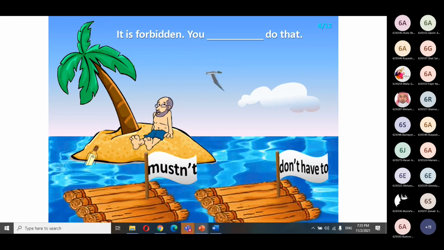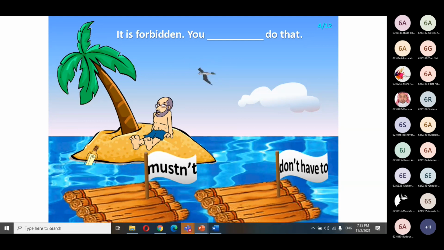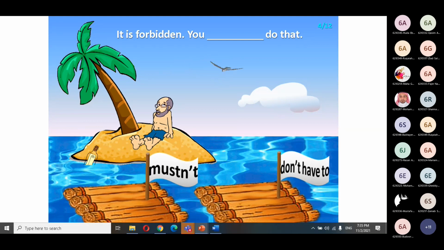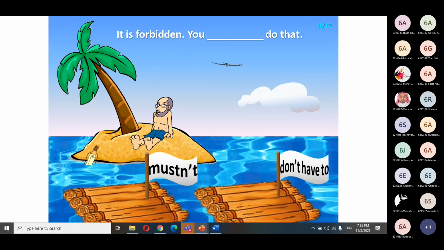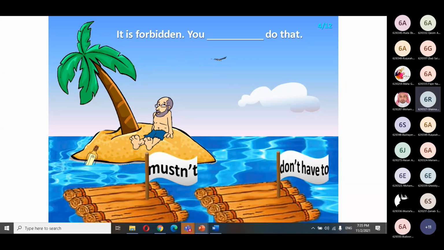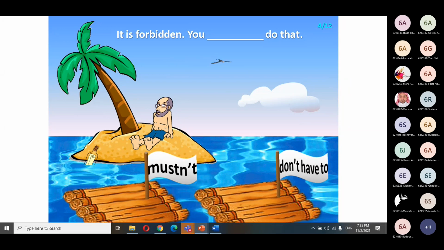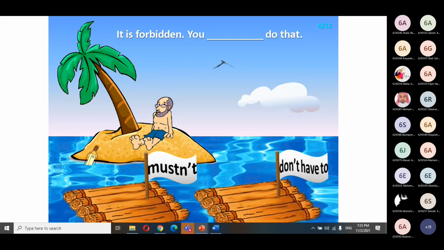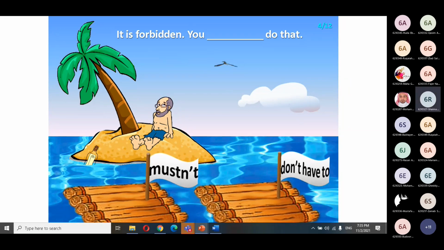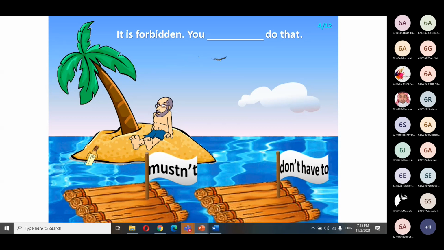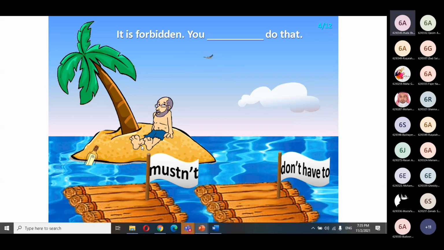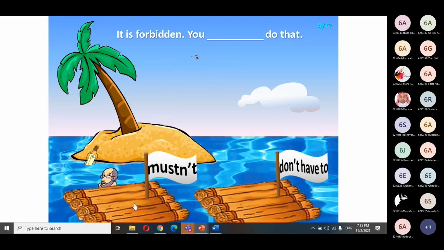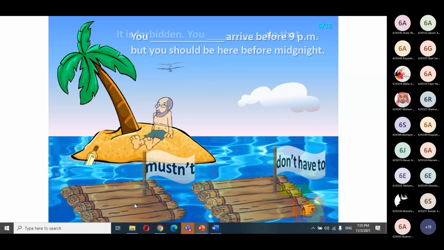It is forbidden. You do that. If we say it is forbidden, you mustn't ولا don't have to? What does it mean forbidden? What does it mean ممنوع? It is forbidden ممنوع. يبقى you mustn't ولا don't have to? Mustn't. You mustn't. Yes. Correct.